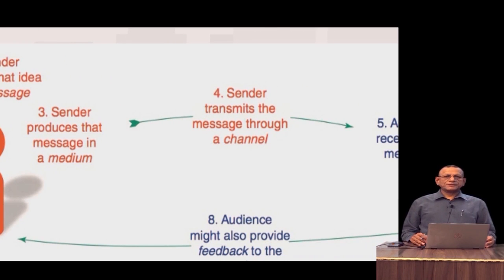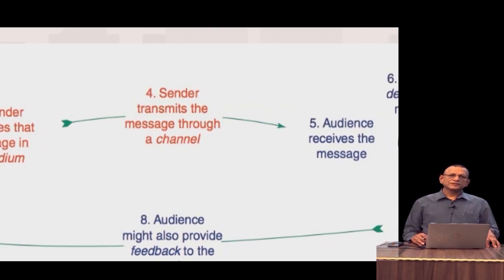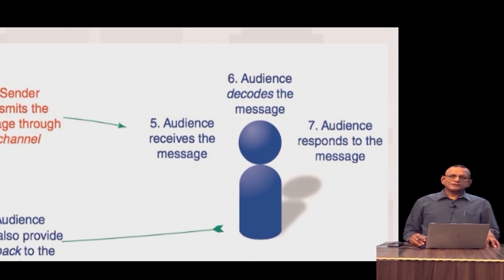The fourth step is the sender transmits the message through a channel. The person who has perceived this idea, converted it into a message, and selected a medium is now transmitting it through a channel. In the case of a text, you will select a digital channel. Then the fifth step is the audience or the recipient receives the message. So now the second party has emerged in the scene. This party has received the message. It doesn't mean that the person has read or understood the message, but only received it.